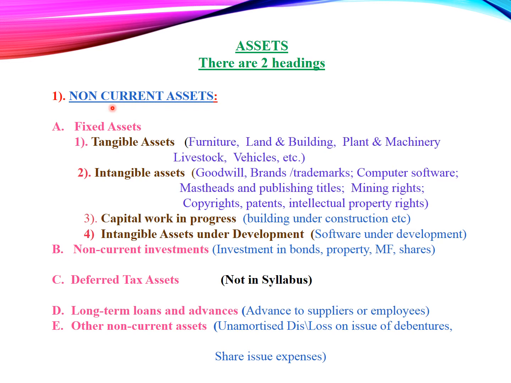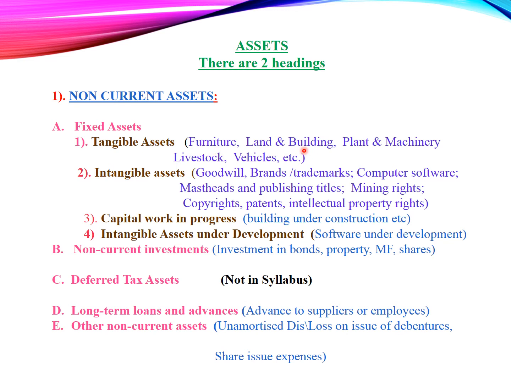This is the main heading. Under this, we have broadly 5 subheadings. First subheading is fixed assets, which is further classified under four subtitles. First subtitle of fixed asset is known as tangible assets. All the assets for a period of more than 1 year which can be seen and touched, वो सारे assets जिनको हम देख सकते हैं, touch कर सकते हैं, they are shown under tangible assets. For example, furniture, land and building, plant and machinery, livestock, vehicles, etc.